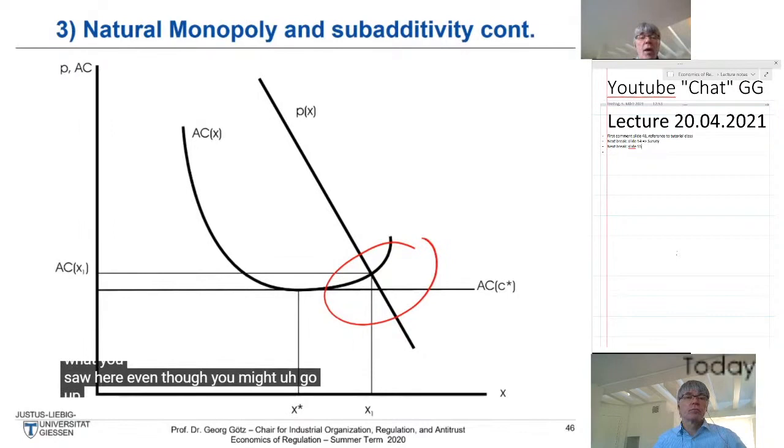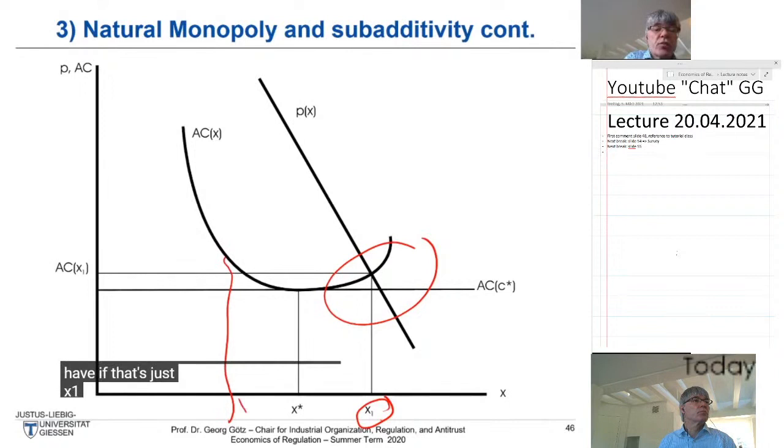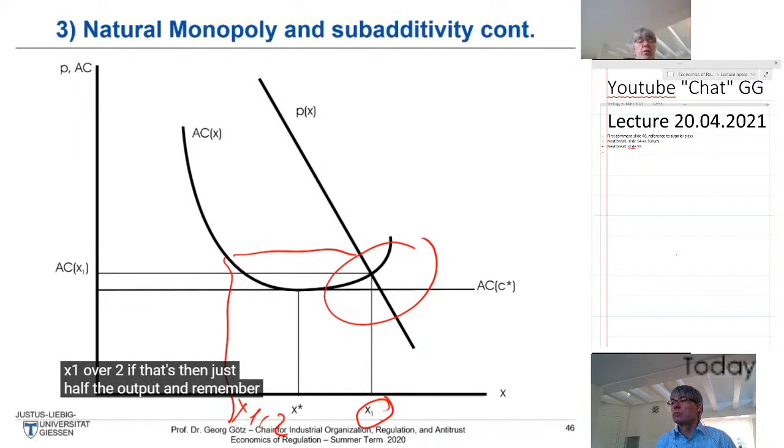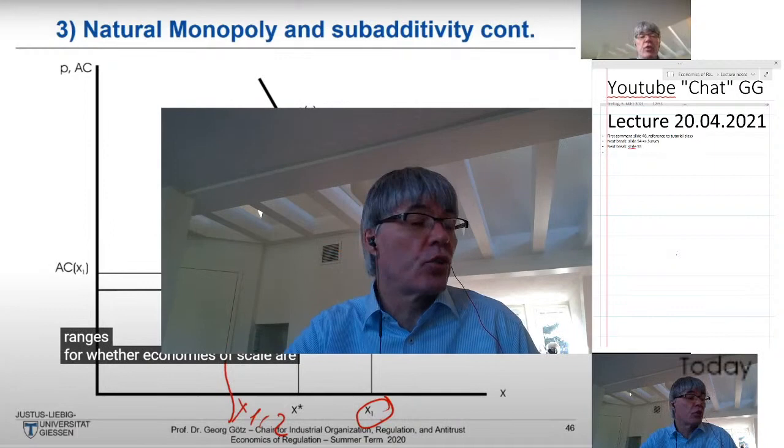Still, it's cheaper to have only a single firm providing the whole industry output X1 here rather than two or more, which would then each have X1 over two, half the output. And remember our tutorial class on Tuesday, where it was very important what the relevant range is for whether there are economies of scale. Of course, I don't know whether Phil talked to you about that.